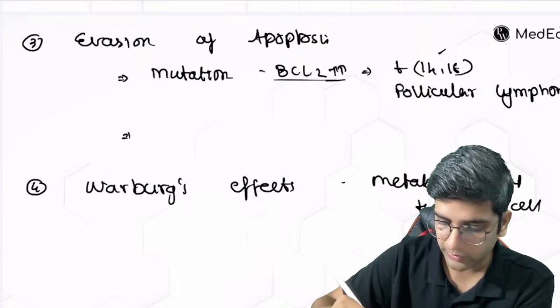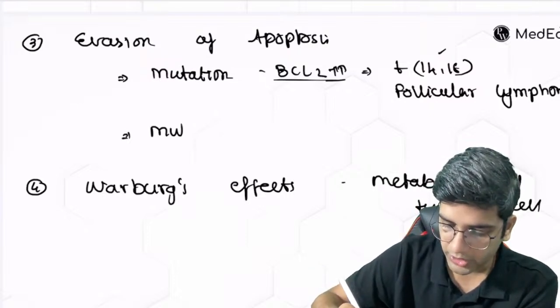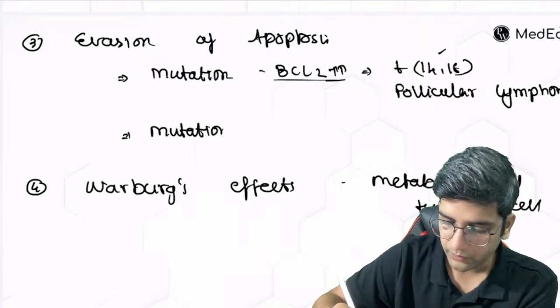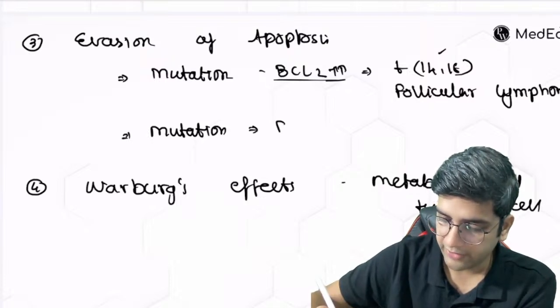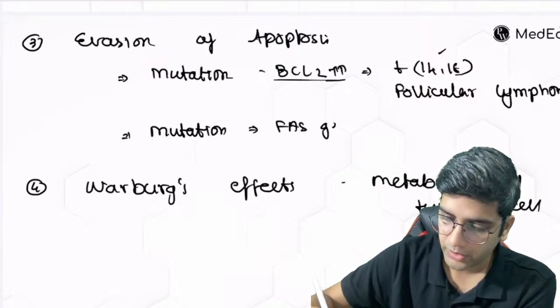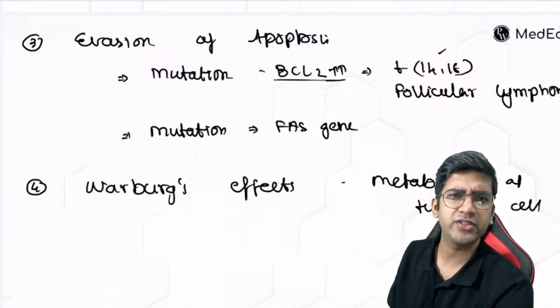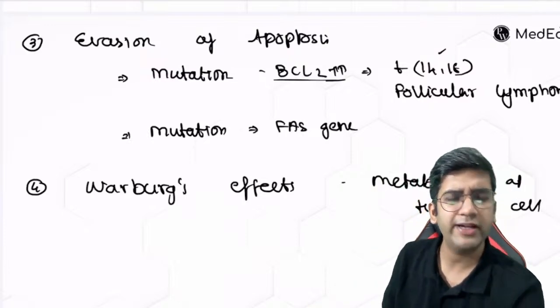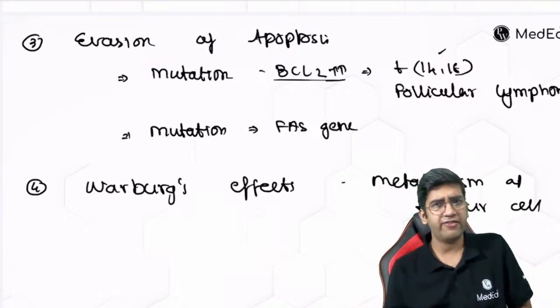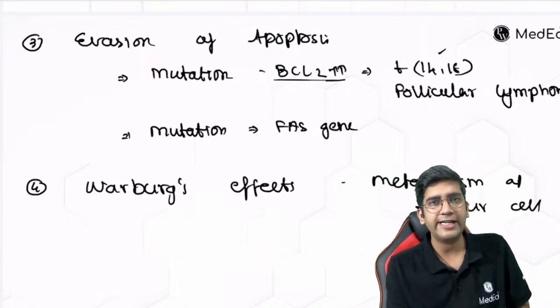Second thing, if possible, write this: mutations in the FAS gene. If you remember the first class, where do you read FAS? Can anyone remember and tell where you came across FAS, FAS ligand, FADD, all these things? Where did you come across them? Extrinsic pathway of apoptosis. You remember?